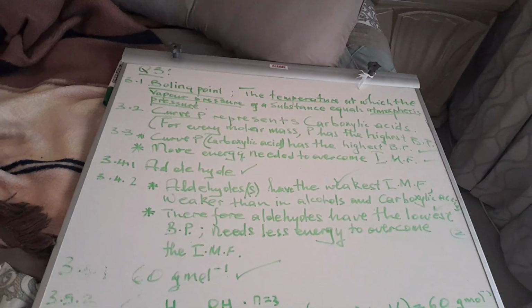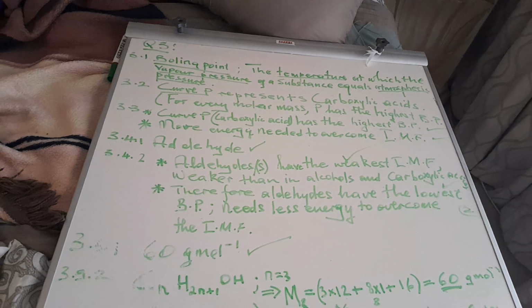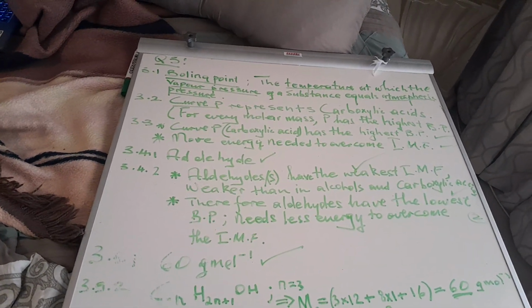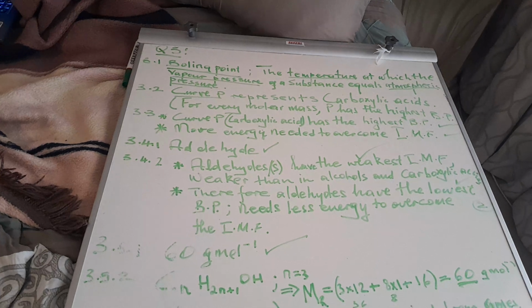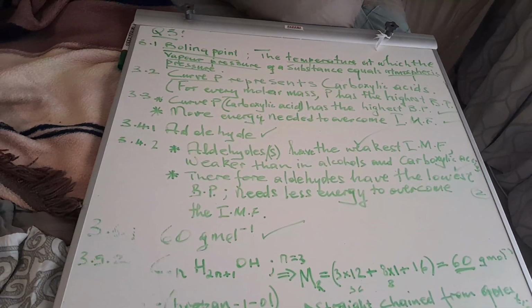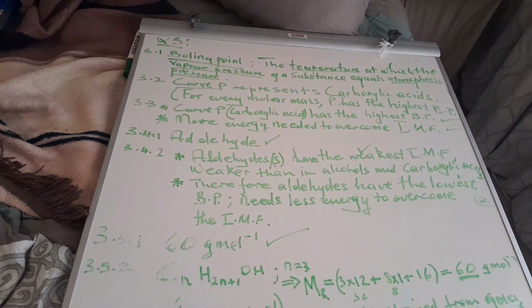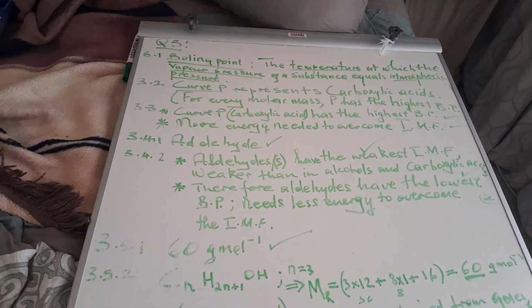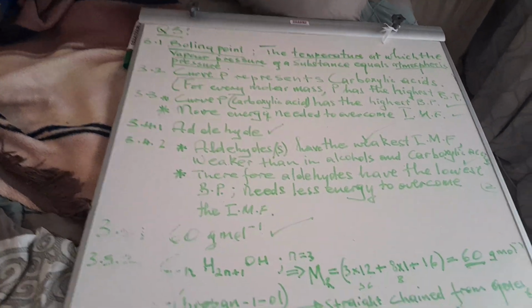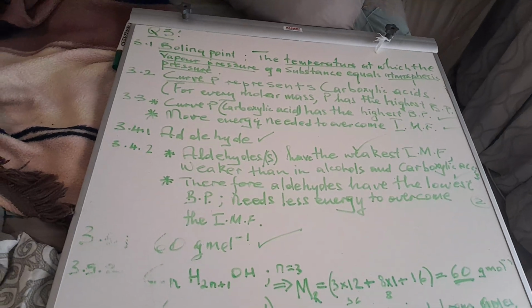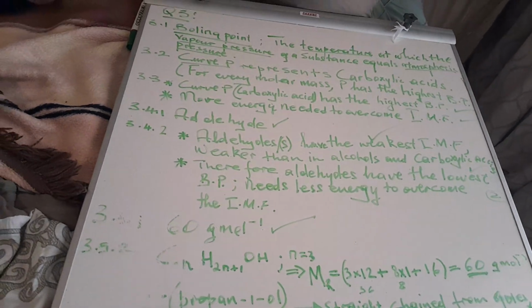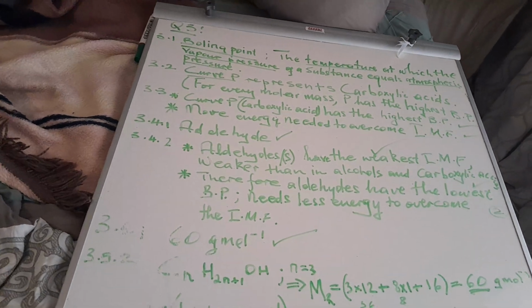So, people, you always have to state the type of force. You have to always state the strength of the IMF. And lastly, you have to tie everything with the notion of energy, that if a substance has stronger intermolecular forces, it requires more energy to overcome those for it to boil.